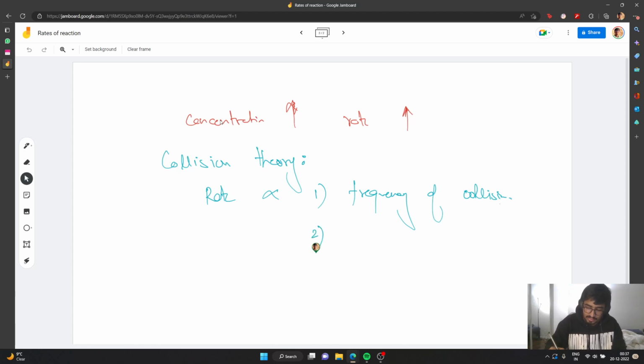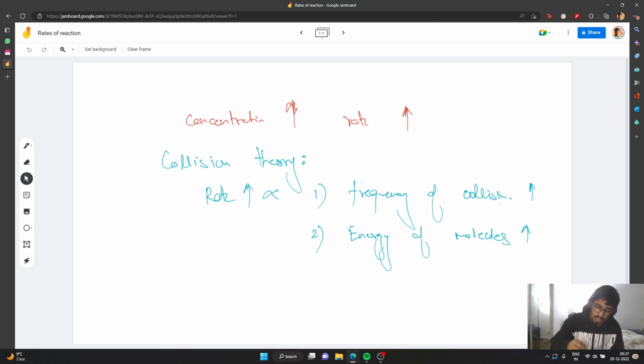And the second thing is, if the energy of the molecules is higher, then the rate is higher. So in general, if there are more energetic molecules, it is more likely that two high energy molecules will collide with each other, and which is why you will have a higher rate. So this is what you want to remember.